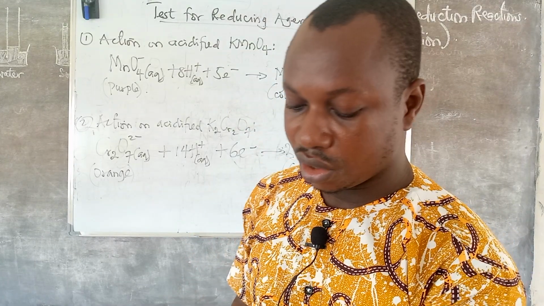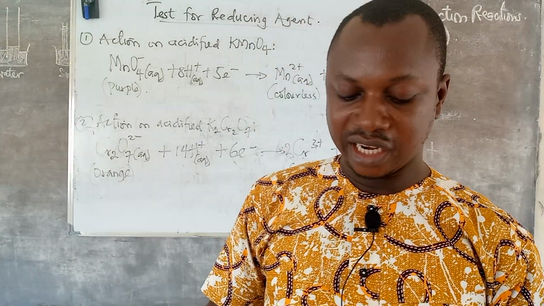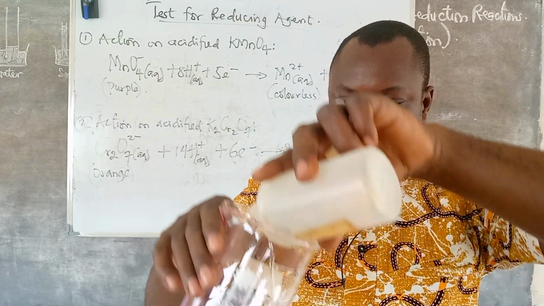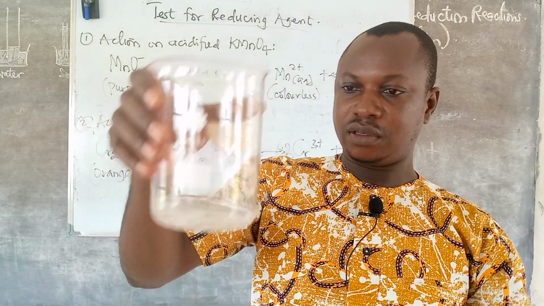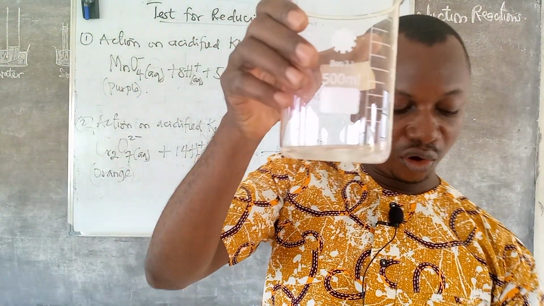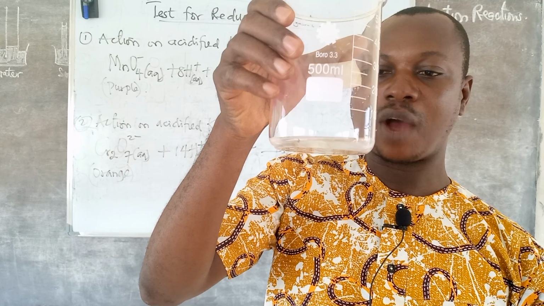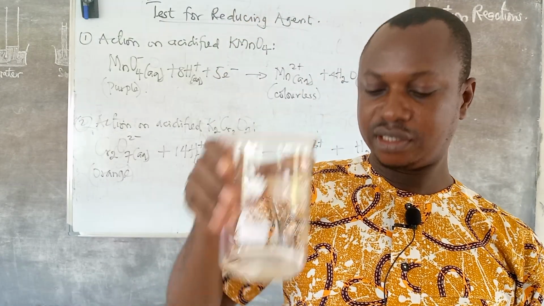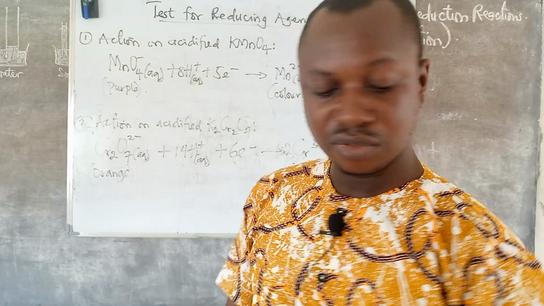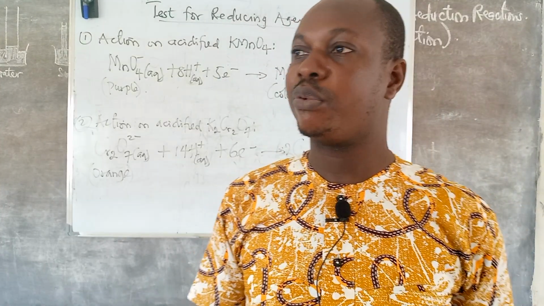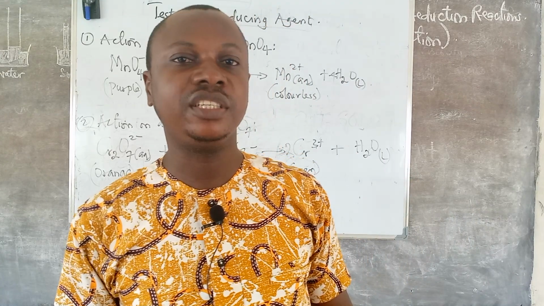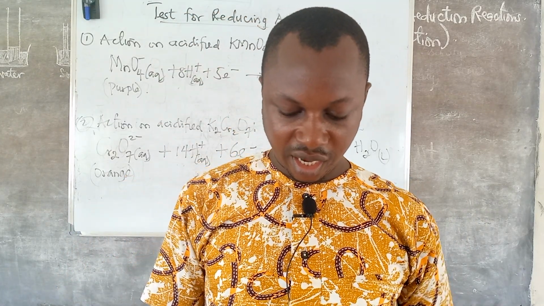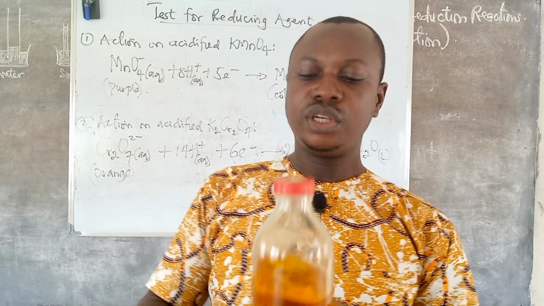Once it changes to colorless, we know that there is presence of a reducing agent. As you can see, it has changed to colorless, or what you can refer to as white. So which means there is presence of a reducing agent. Remember, potassium tetraoxomanganate(VII) is purple in color, and once it changes to colorless, we know that there is presence of a reducing agent.